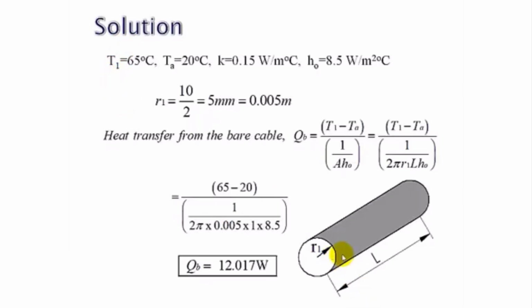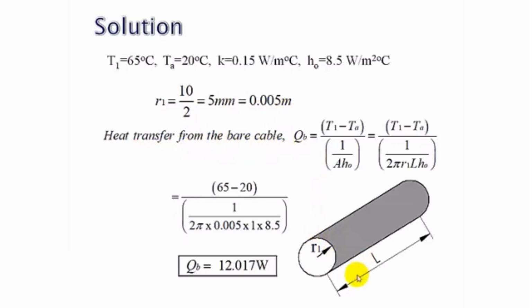Cable surface temperature T1 is 65 degrees centigrade, ambient temperature is 20 degrees centigrade. The thermal conductivity given is that of the insulation material, not the cable material. The insulation you are providing has a thermal conductivity of 0.15 watts per meter degree centigrade. Outside heat transfer coefficient is given. The diameter is given, so R1 is 10 by 2, which is 5 mm, 0.005 meter.